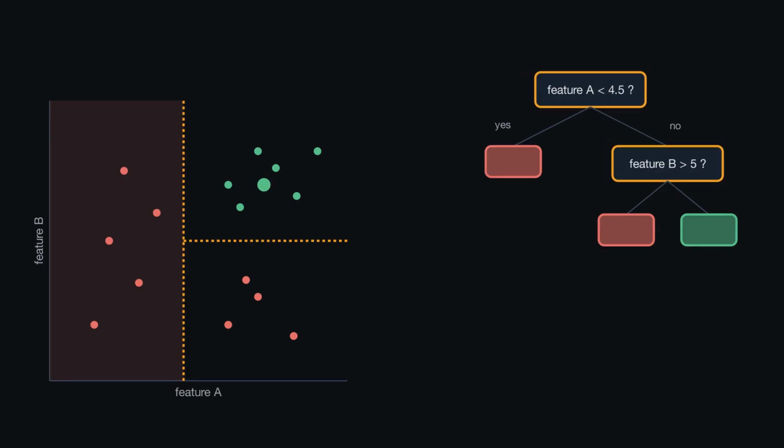A new point arrives. Is feature A less than 4.5? No. Is feature B above 5? Yes. So we land in the green leaf. Predict green. Just follow the questions down to a leaf.